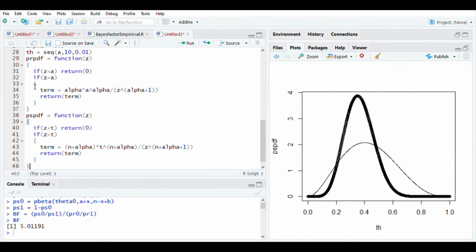Return. So both these functions are computing the prior PDF here. Here we are computing the posterior PDF.